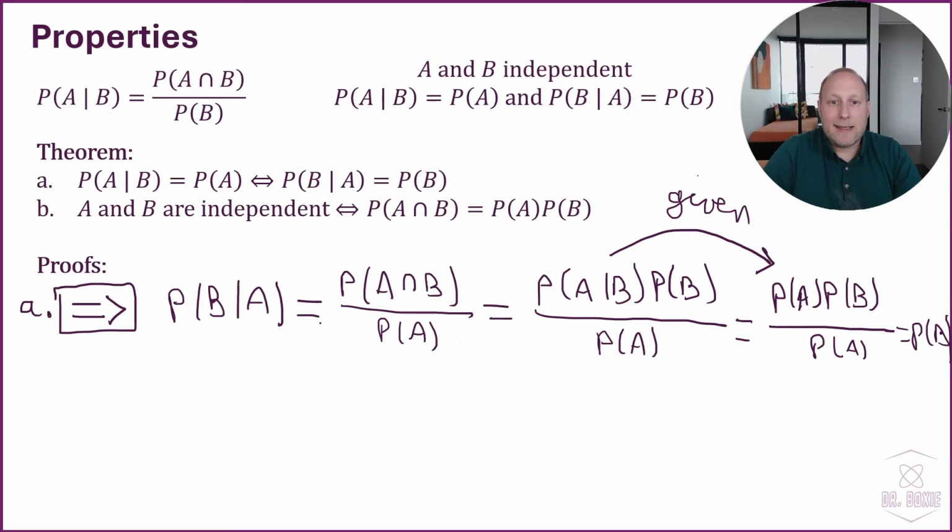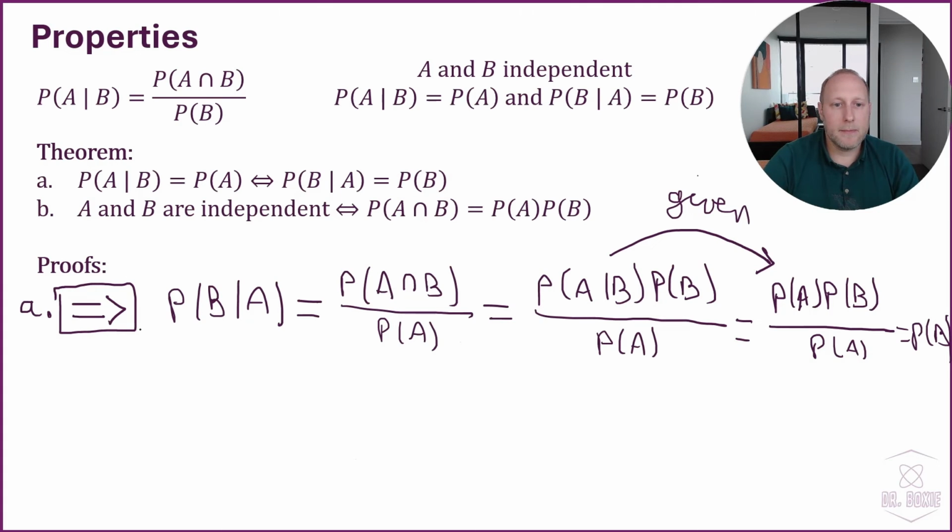Now proving the other side is exactly the same. You just exchange the roles of A and B, and you will find that if you start from P of B given A is PB, you go to the other side simply by doing exactly the same thing, just exchanging the roles of A and B. So this proves part A of the theorem.